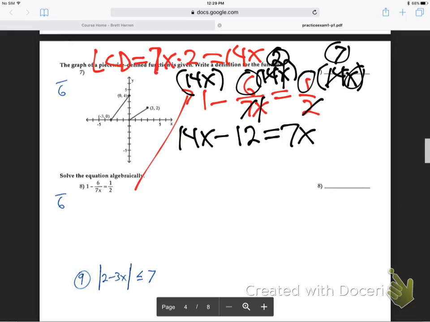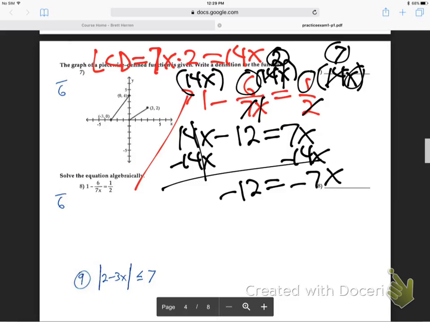All right, now there's no more fractions. It's much easier. Let's solve it. I would subtract 14x from both sides. You could do the minus 7x, and this is quicker. Last step is divide. So x is 12 sevenths on that one.